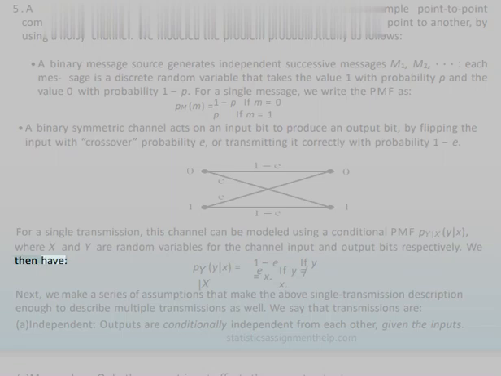We then have p_{Y|X}(y|x) equals 1 minus e if y equals x, and e if y does not equal x. Next, we make a series of assumptions that make the above single transmission description enough to describe multiple transmissions as well. We say that transmissions are: A. Independent. Outputs are conditionally independent from each other, given the inputs.